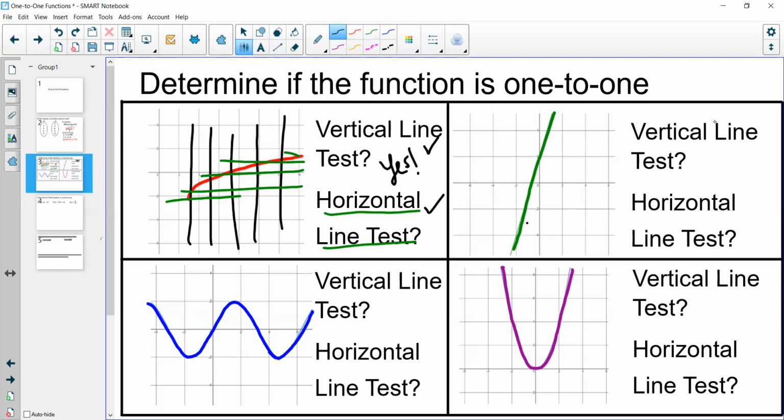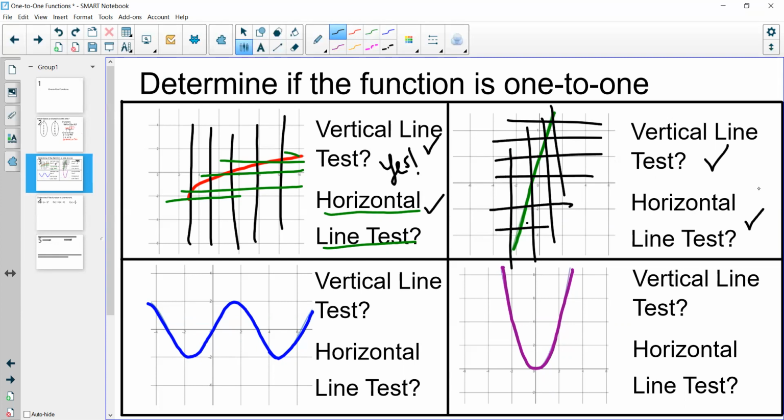Now let's try this one, the vertical line test. Yes, it passes that vertical line test. Does it pass the horizontal line test? Yes, in fact, it does. So this one is also a one-to-one function.